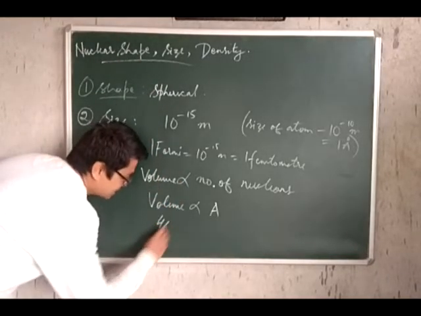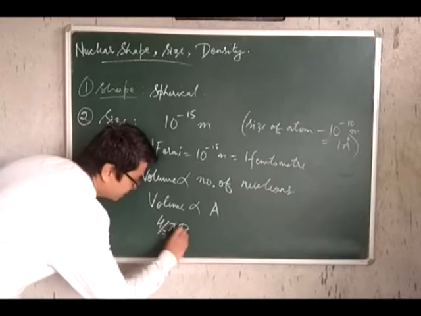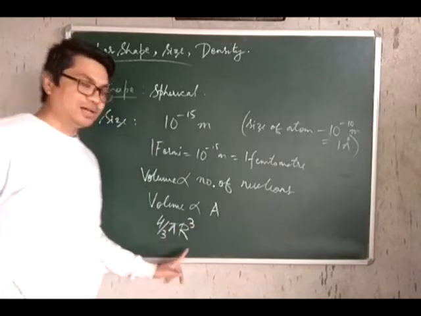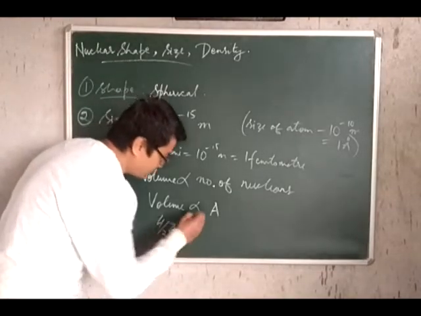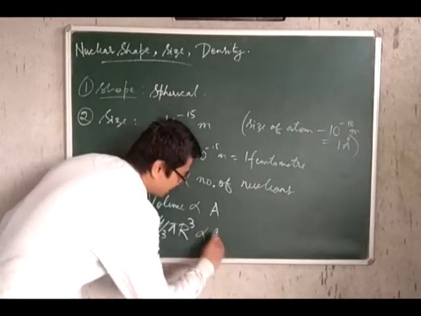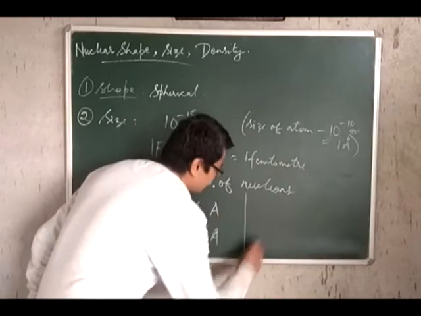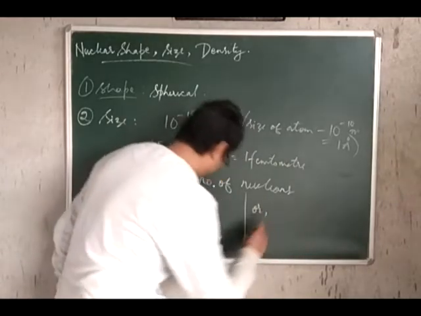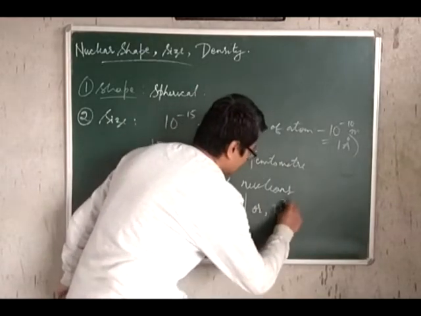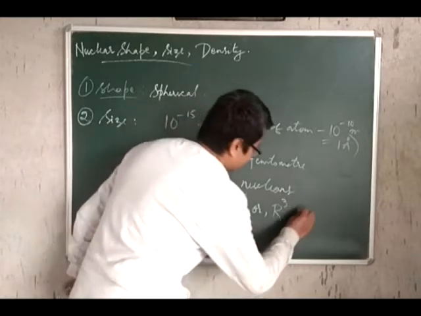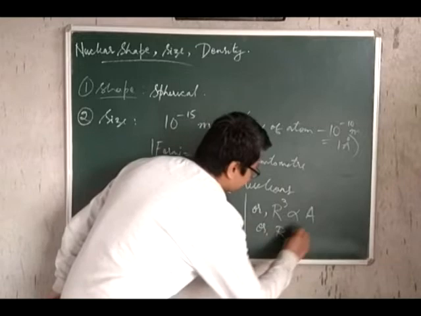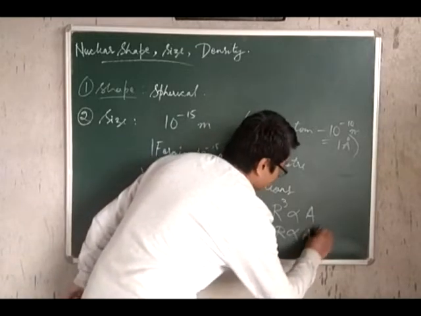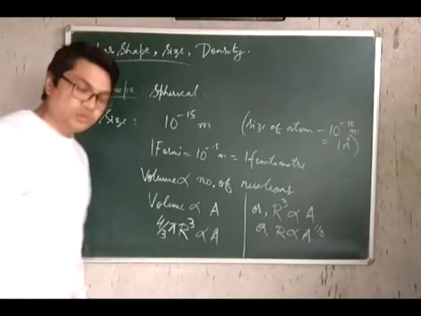Now, since the shape of the nucleus is considered to be spherical, the volume of the sphere is given by 4 by 3 pi R cube, where capital R is the radius of the nucleus. So we can write 4 by 3 pi R cube is proportional to the mass number, or simply, we can write R cube is proportional to A, or R is proportional to A to the power 1 by 3.